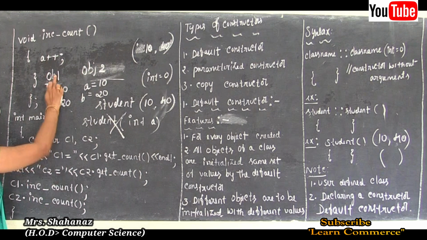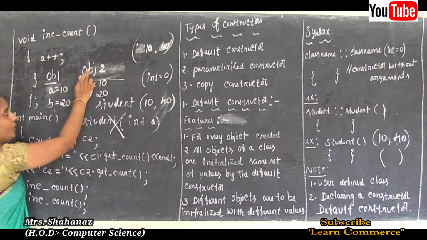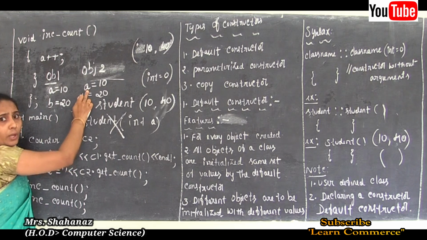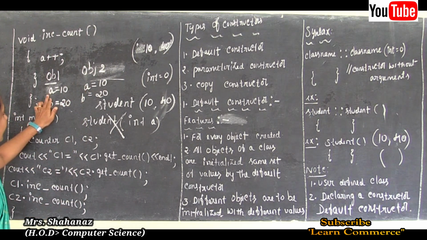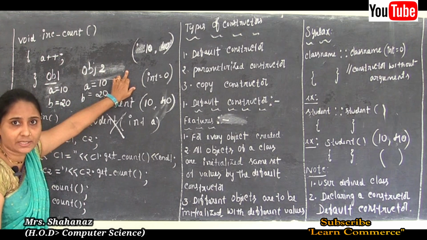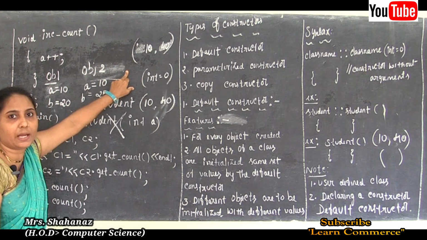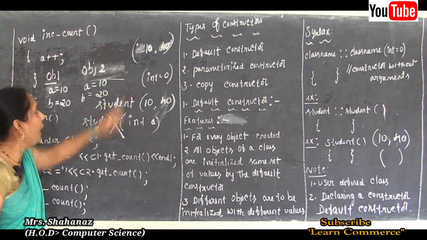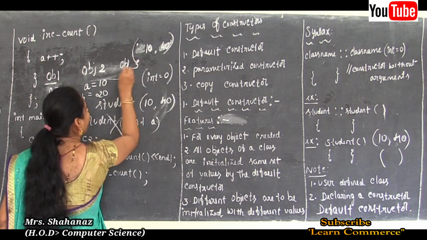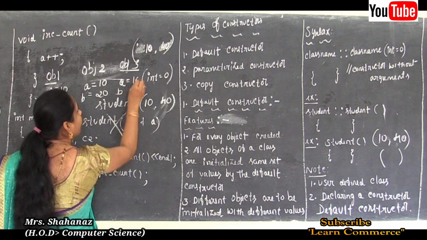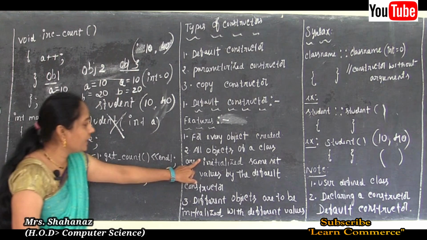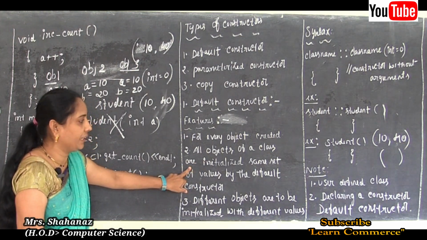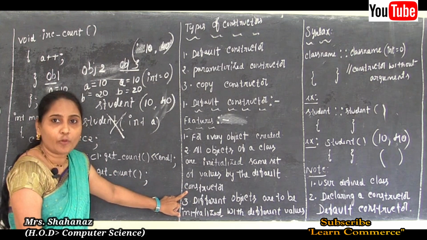Is this point clear? In obj1 the a is there, and in obj2 also the a is there, but we need to initialize them with the same set of values by the default constructor. Or maybe object 3 is there, and in that also two data variables A and B are there. I am initializing the A value as 10 and B value as 20 only. So this is our second note: all objects of a class are initialized with the same set of values by the default constructor.